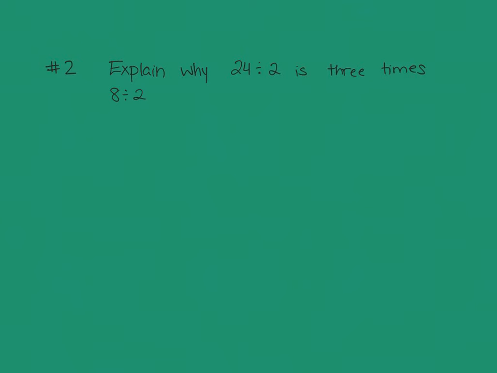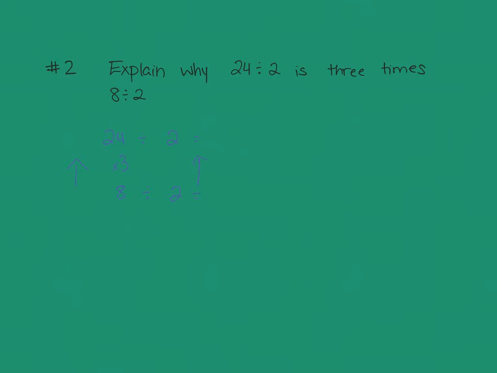Question number 2 asks us to explain why certain situations are the way they are. So they might say, explain why 24 divided by 2 is 3 times 8 divided by 2. And so if we look at it, 24 divided by 2, and we have 8 divided by 2, we're going to pretend that we're kind of moving up. I know this looks backwards a little bit, but 8 times 3 is 24.